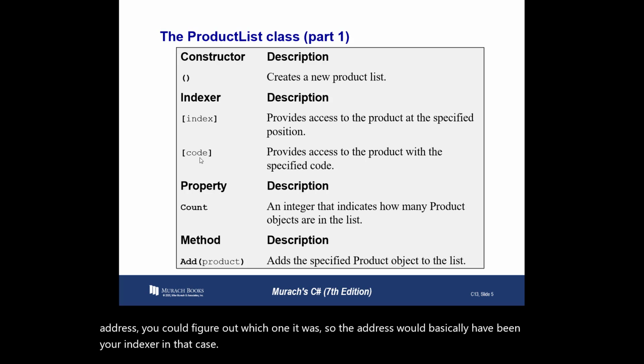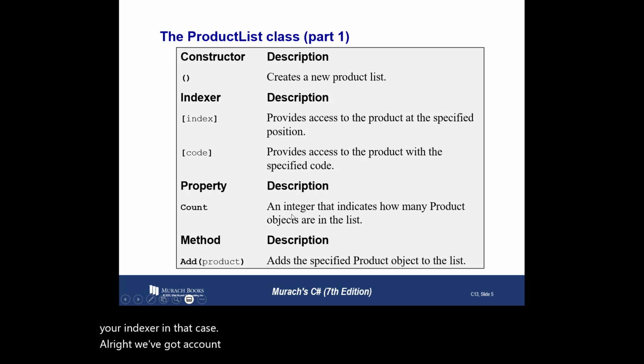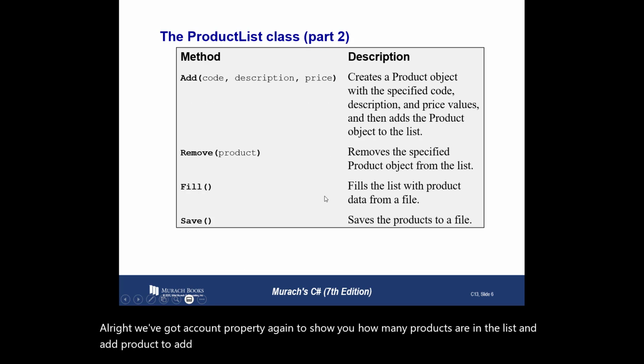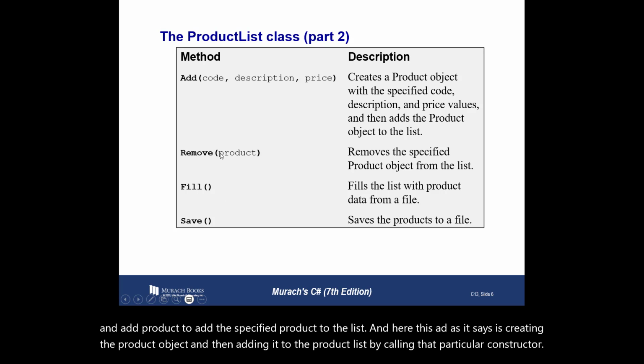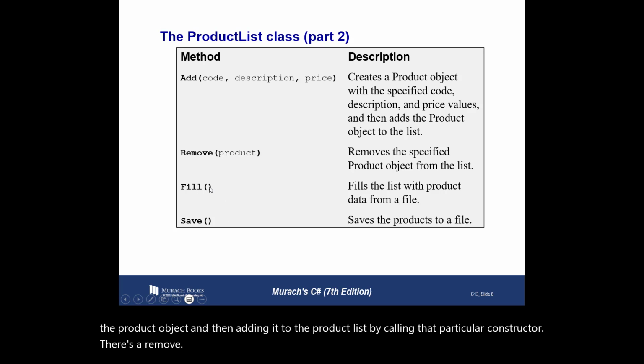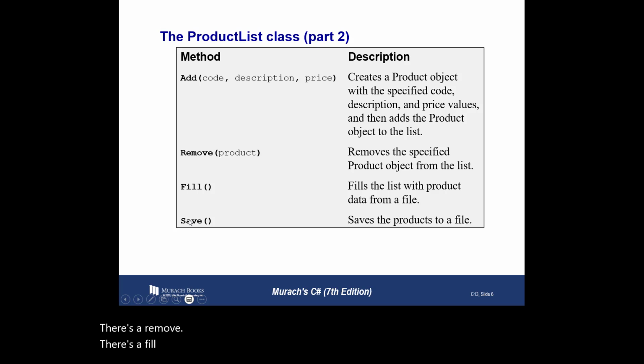All right. We've got a count property, again, to show you how many products are in the list, and an add product to add the specified product to the list. And here, this add, as it says, is creating the product object and then adding it to the product list by calling that particular constructor. There's a remove, there's a fill, and there's a save.